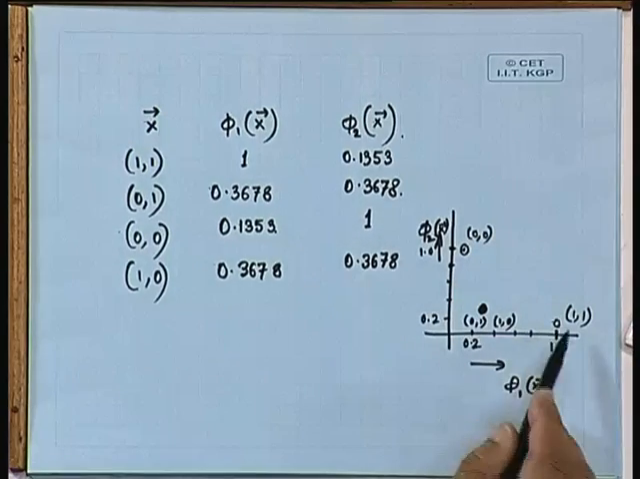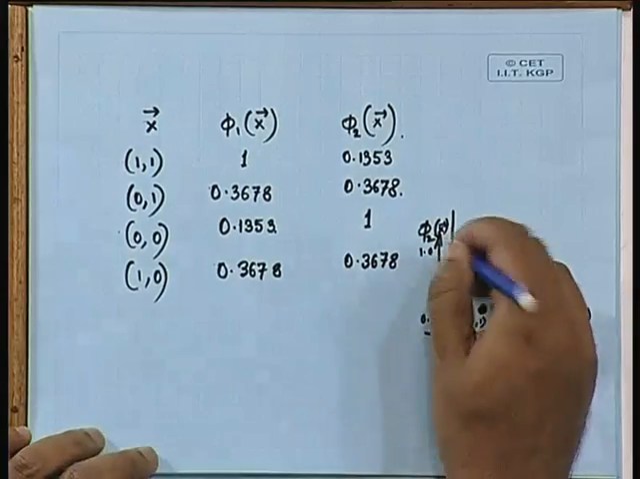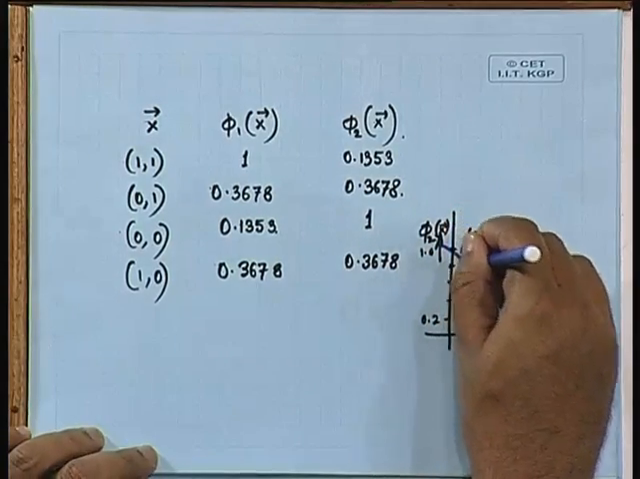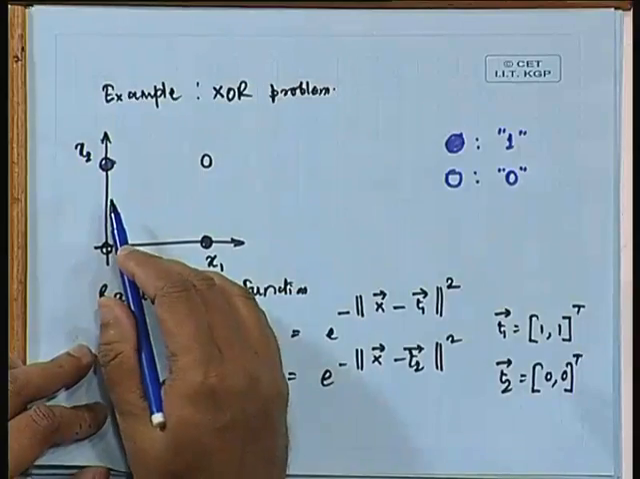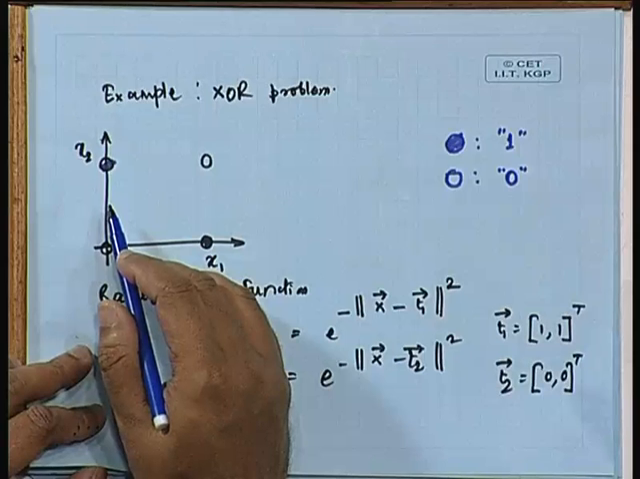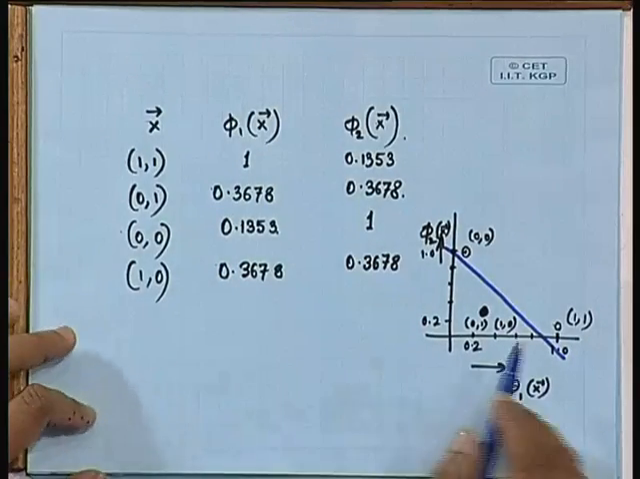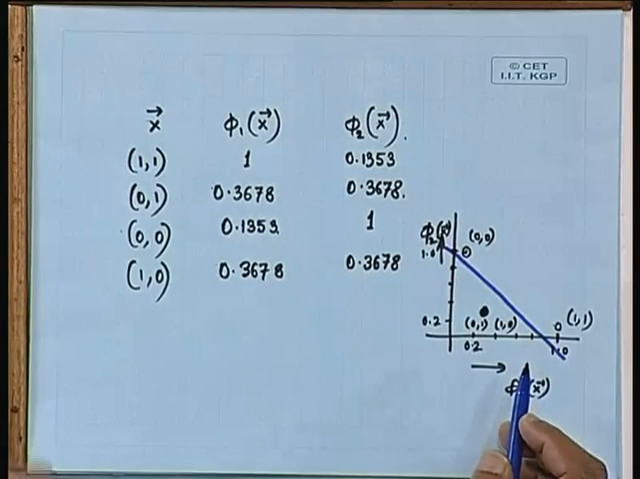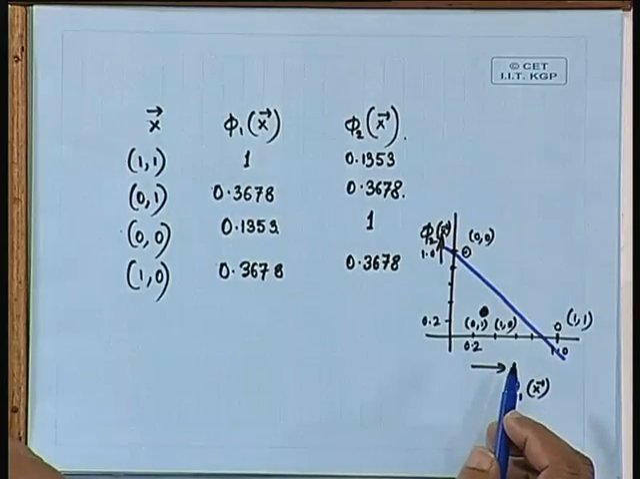So, now we see that this is the space, and now I can consider separability by simply imagining a line like this. So, the pattern which was inseparable in the original x1 x2 space, inseparable meaning linearly inseparable, of course, is now becoming separable in the phi space.